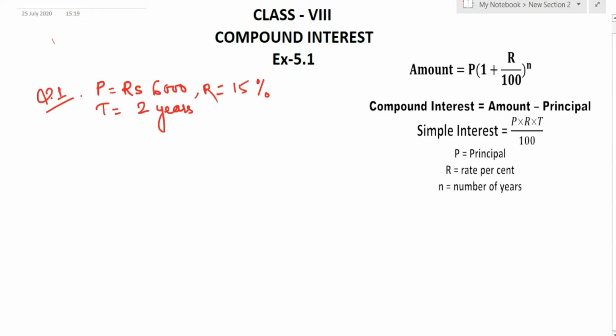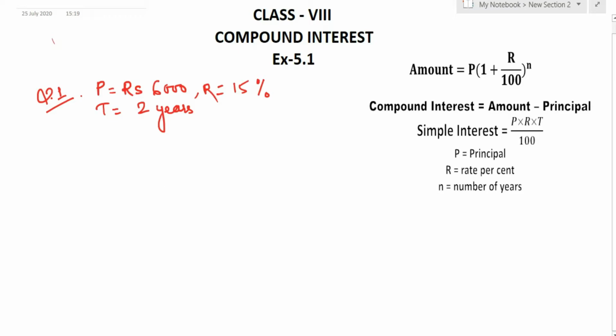The second formula is the compound interest. You should know that compound interest can be calculated when you subtract the principal from the amount. Simple interest, you know the formula: simple interest equals principal into rate into time upon 100. So knowing all these formulas, we will be able to solve the questions easily. Let's start with question number 1.